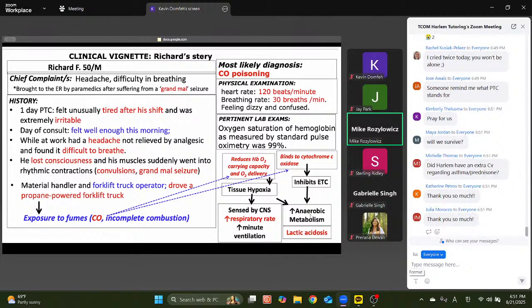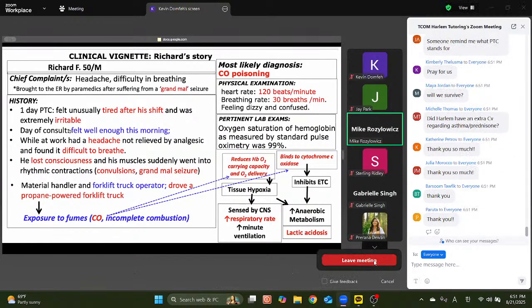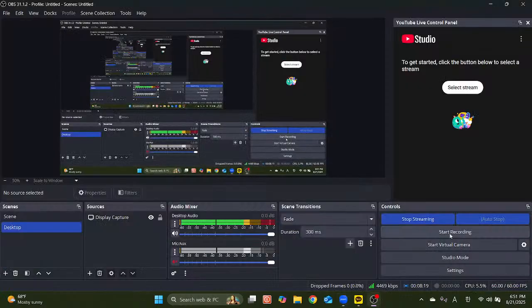Pray for us. Will you survive? Yeah, you're going to be fine. I know that they changed up the ordering of it, but it's the same material.